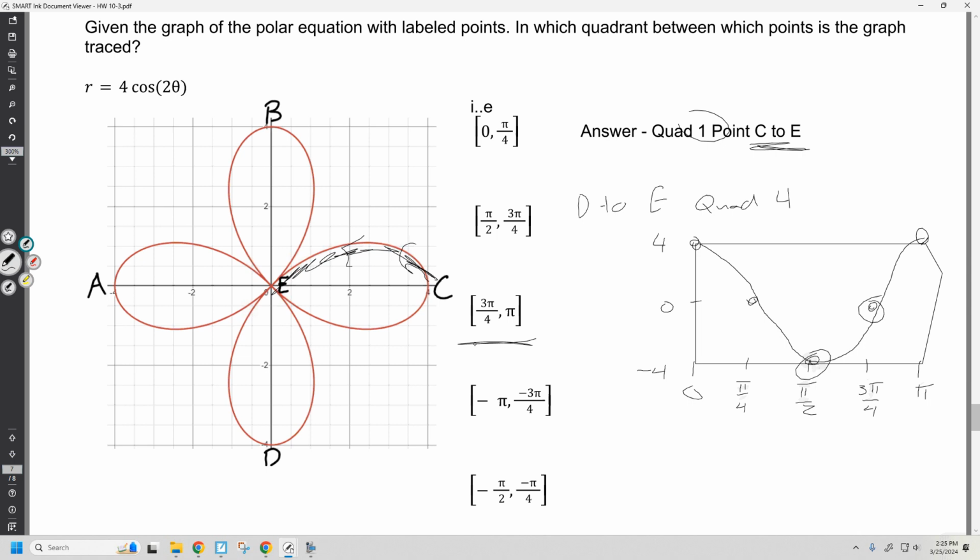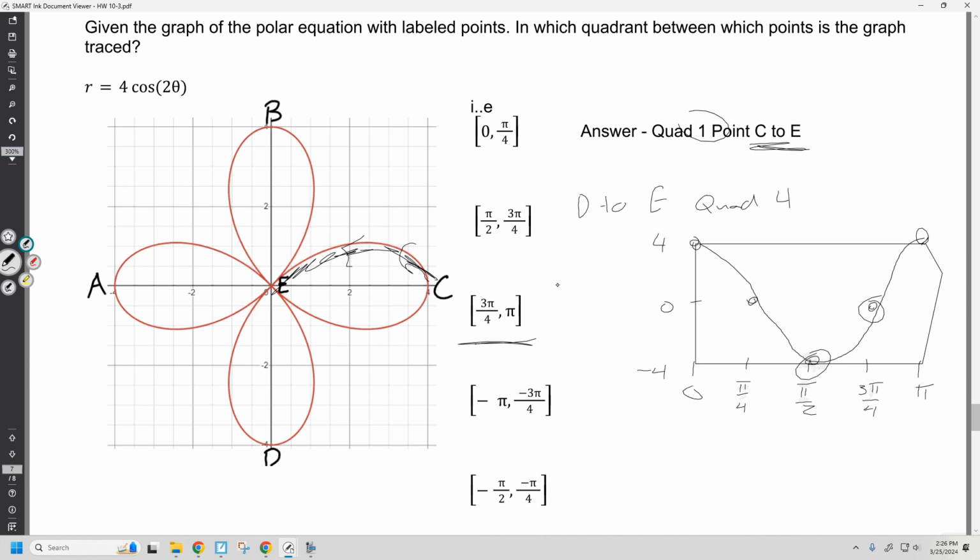3 pi over 4 to pi. My radius goes from 0 to positive 4. Positive radiuses are easy. From 3 pi over 4 to pi, I'm going from a radius of 0 to a radius of positive 4. E to A, E to A, quadrant 2.